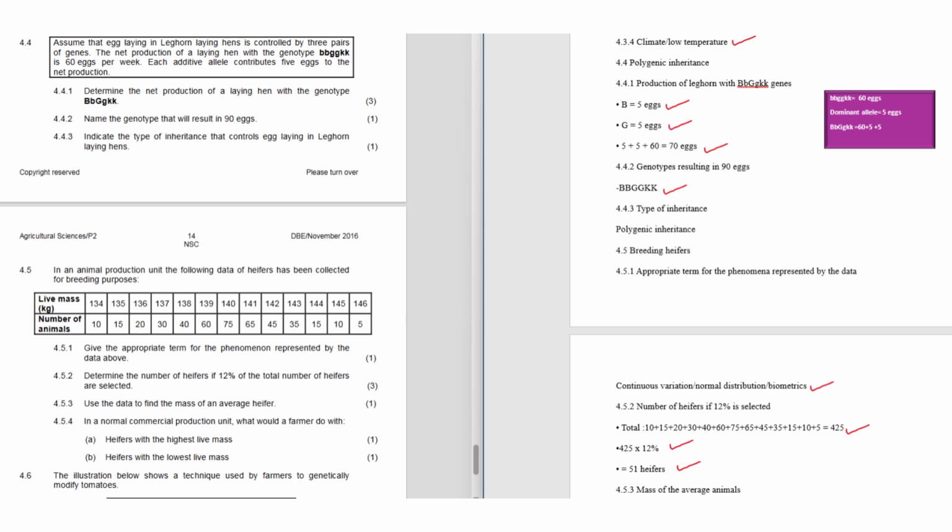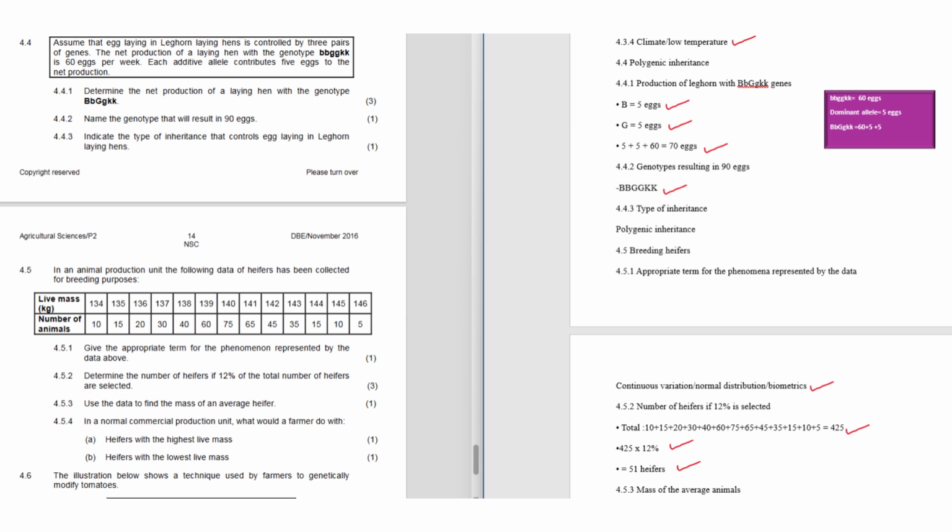Don't confuse this with other things, because they don't want the name of the characteristic. They don't want the name. You can't say weight or something. No, that's not what they are looking for. Here they're trying to just show you we are dealing with a range of phenotypes of a quantitative characteristic, a weight gain range of 134, 135, 136, 137. This is live mass per kg, and all those things. This is continuous variation.